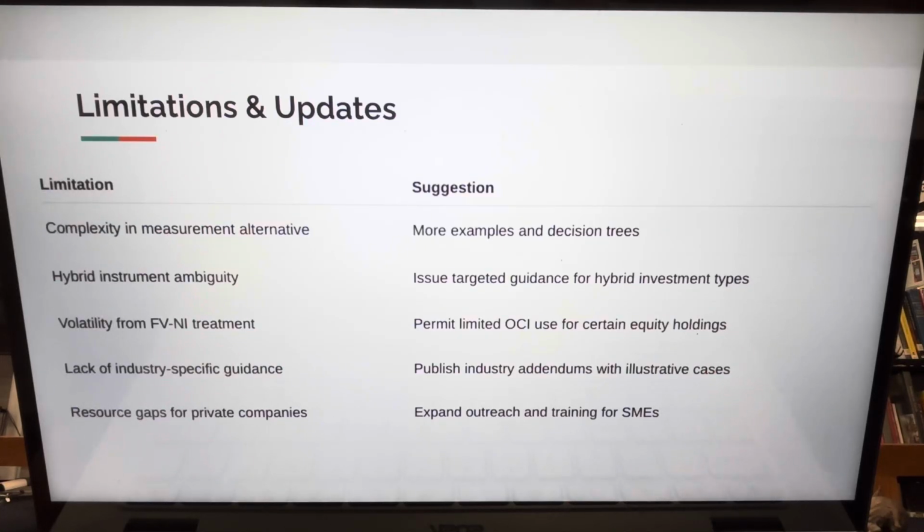Finally, many private or non-public companies struggle to understand and implement these standards due to limited access to training, illustrative examples, and affordable guidance. Our final suggestion here is to expand outreach and training for SMEs.